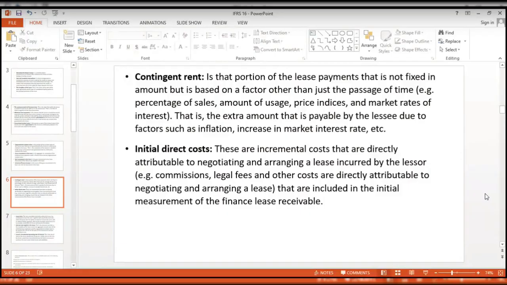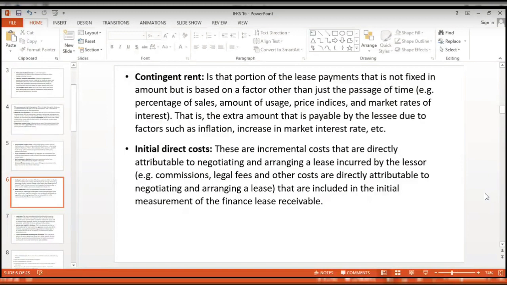Or if it is a lease to extract some things, you lease a property to extract some things from it for that period of time. You have what we call the amount of usage, you have the price indices, all those things we did under FA. When it is an arrangement between the lessor and the lessee, maybe to extract some natural resources from a particular property. So those things that are not part of the agreement at the beginning are what we call the contingent rent. We can now have initial direct costs. These are incremental costs that are directly attributable to negotiating and arranging a lease incurred by the lessor.